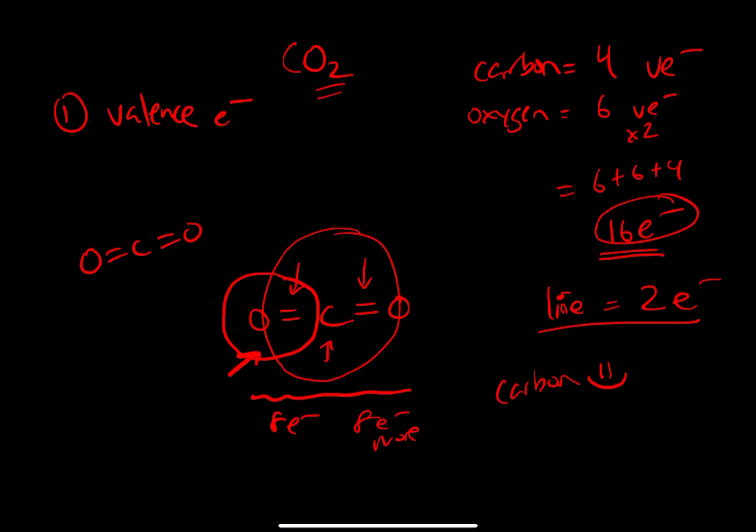If we put lone pairs around the oxygens, that satisfies 2 things. Now the oxygens have 8 electrons, they have an octet, and we have brought our count up to 16. So we drew 8 more electrons to bring the total count of electrons in this drawing up to 16.